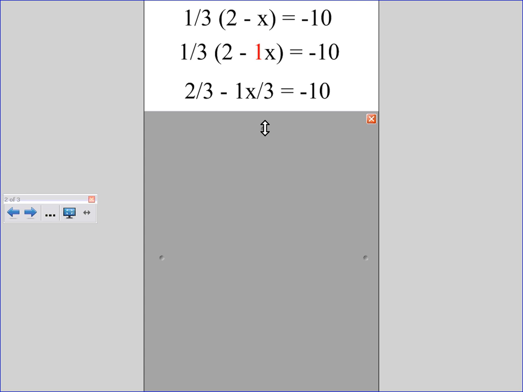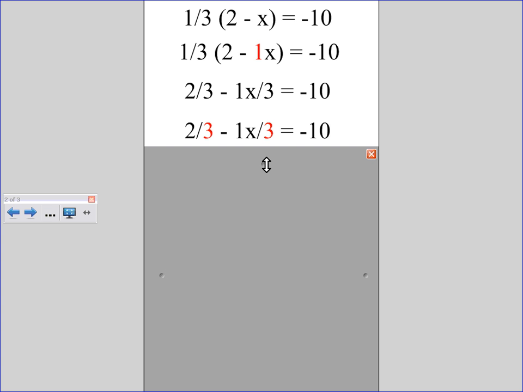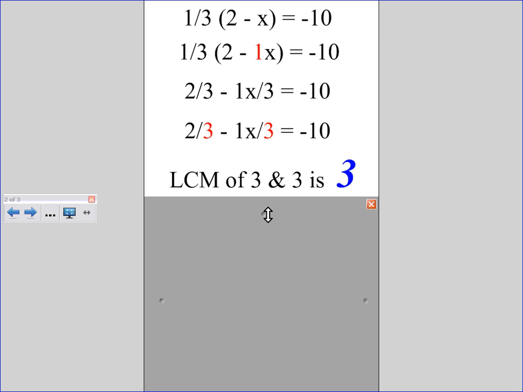After I'm done with this, I notice I have fractions, two denominators, both 3. I need to pay very close attention to them because to use the least common multiple method, I need to take the least common multiple of the denominators. Now, in this case, it's kind of easy because the least common multiple of the same value is itself. So the least common multiple of 3 and 3 is 3. Now, what I need to do with this least common multiple is multiply everything by 3, all 3 terms: 2/3, negative 1x over 3, and then last but not least, negative 10. All those need to be multiplied by 3.